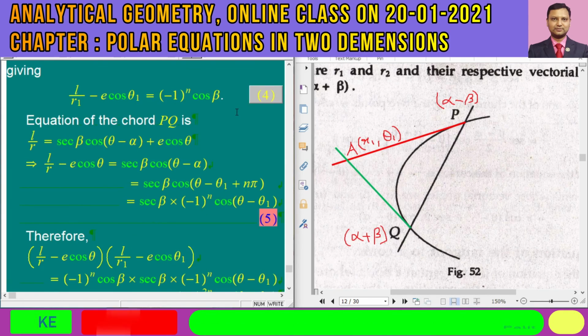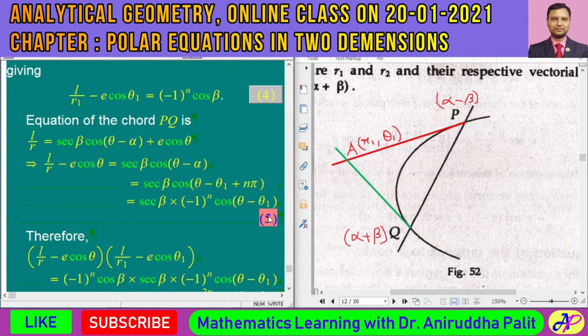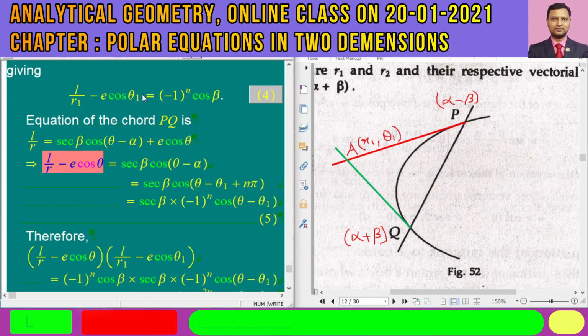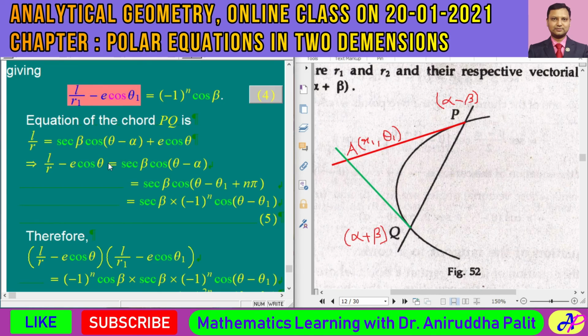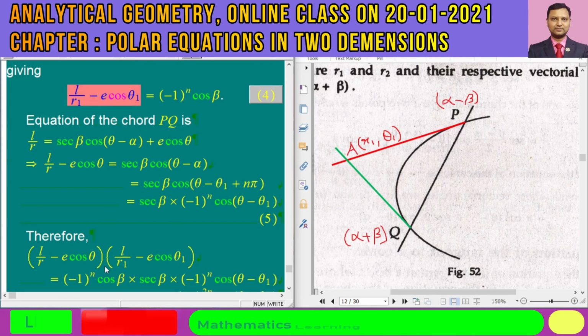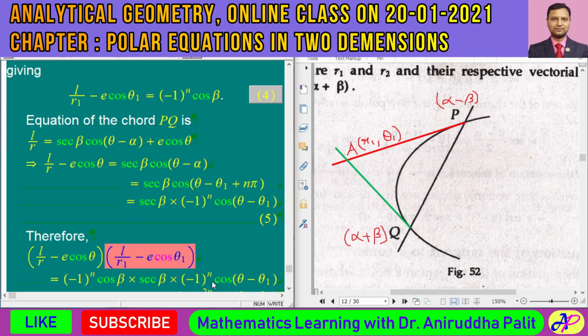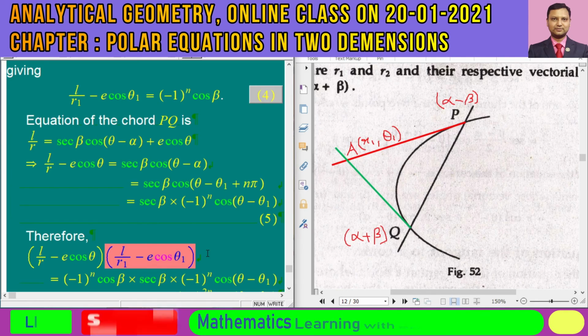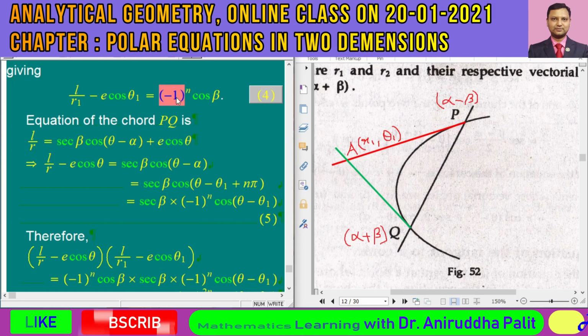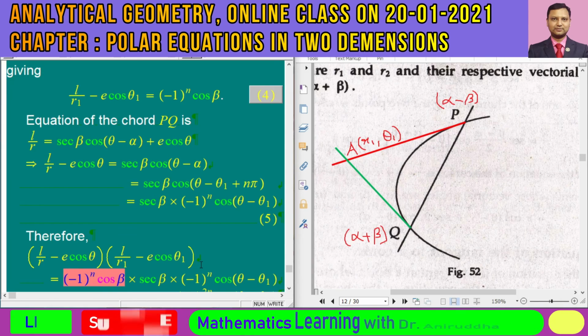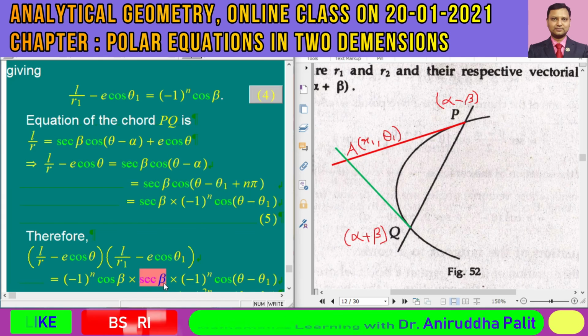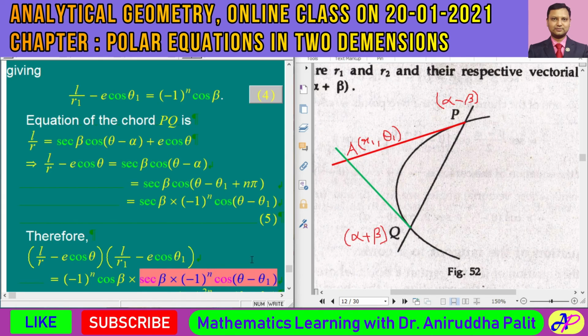Okay, so we have two relations: this is relation number 4 and this is relation number 5. On the left we have L by R minus e cos theta in equation number 5, and L by R1 minus e cos of theta 1 in equation number 4. If we multiply relation number 4 and relation number 5, we get these two factors on the left, L by R minus e cos theta multiplied by L by R1 minus e cos theta 1. On the right we get minus 1 whole to the power of n cos of beta from equation number 4, and sec of beta multiplied by minus 1 to the power of n into cos of theta minus theta 1.